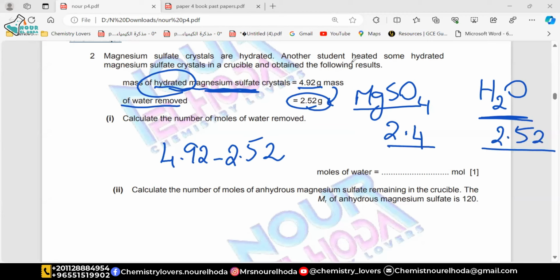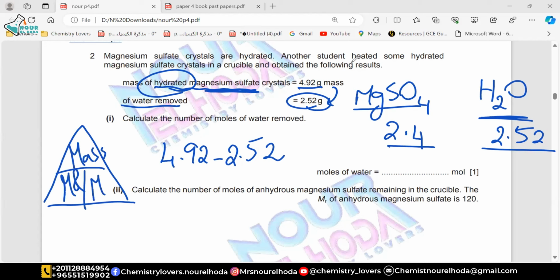This is the mass. For empirical formula, we use which rule? Mass over molar mass, so moles equals mass over MR. So what should I do? I'm going to divide the mass by the MR. Yes, I already got it.